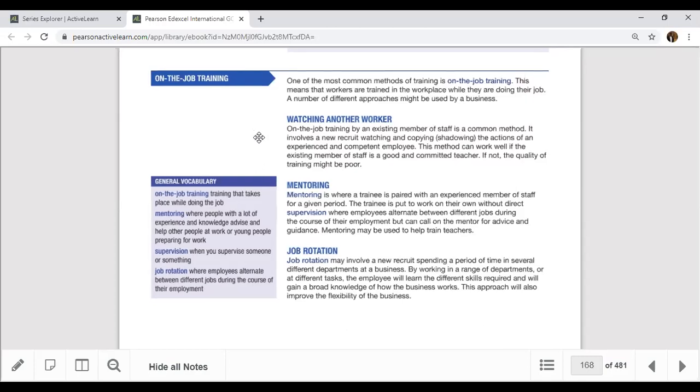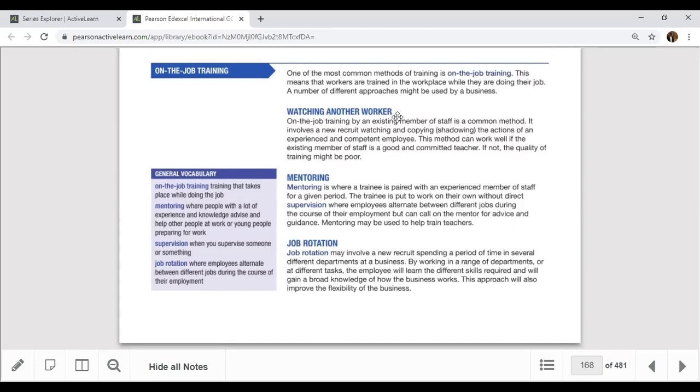The first approach we call watching another worker. It's a very common method of on-the-job training, by an existing member of staff. You tell them, okay, you don't do anything, just watch me, and after that you imitate me. It involves a new recruit watching and copying. We sometimes call this shadowing the actions of an experienced and competent employee.